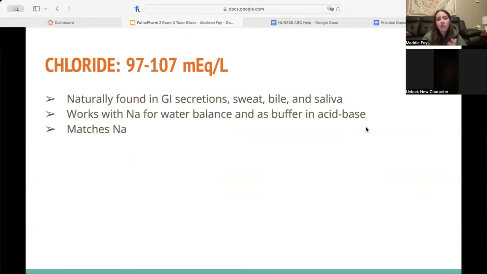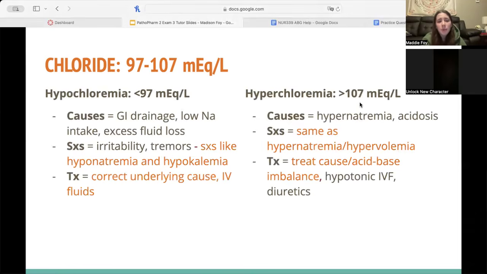Chloride, this is naturally found in all of our GI secretions, our sweat, bile, saliva. It works with sodium. That's why we see sodium chloride, NaCl, together all the time. And because of that, it matches sodium. They're going to move together. Hypochloremia, low chloride or less than 97, is going to be caused by GI drainage because, again, chloride is found in our GI fluids, low sodium intake, because, again, low sodium means low chloride, and excess fluid loss.